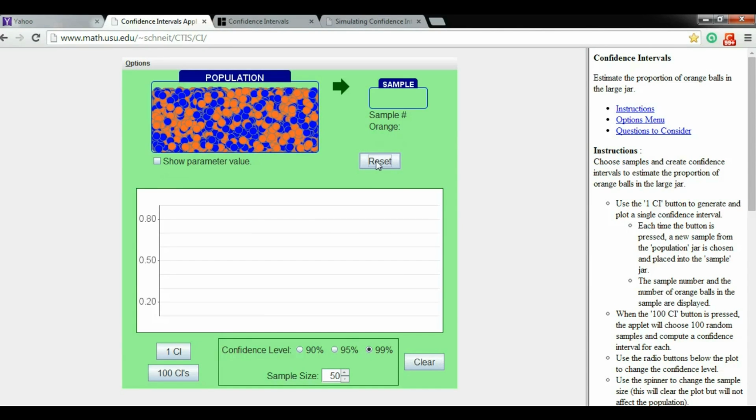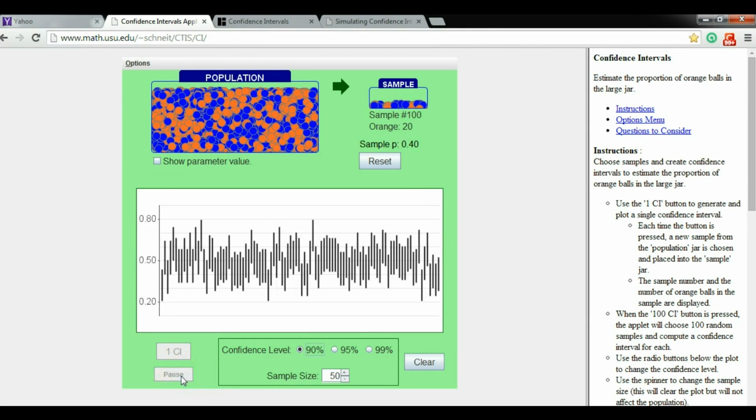So, next thing I want to talk about. Let's do 90% confidence intervals. We did 100 of them. Okay, so what's our parameter here? Our parameter is still 0.49. Okay, so let's see, 2, 3, 4, 5, 6, 7, 8, 9, 10, 11, 12 of them. Okay, so 88 of them captured P.